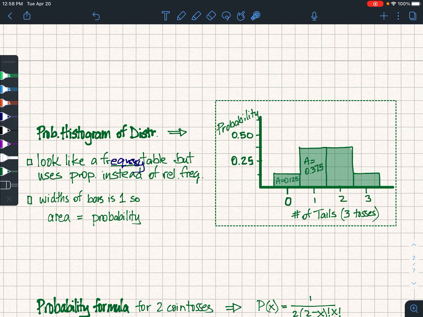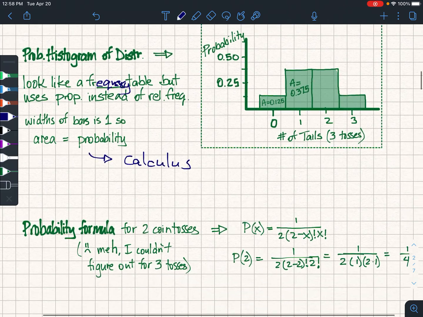That's a really important idea in going into calculus. We're not going to go there at the end of this study, don't worry.